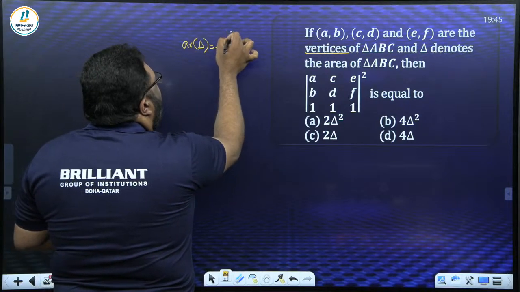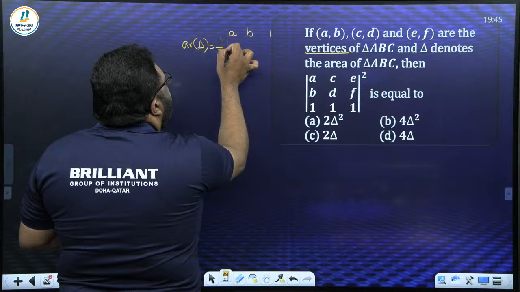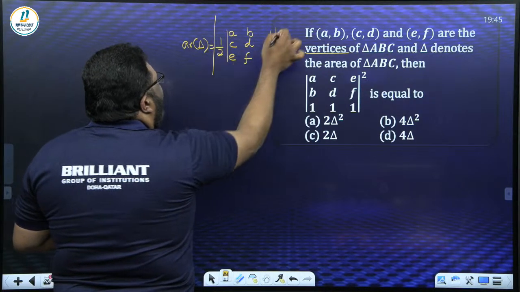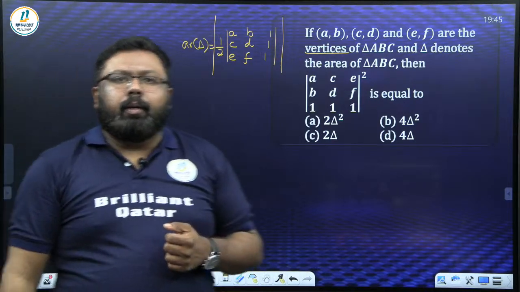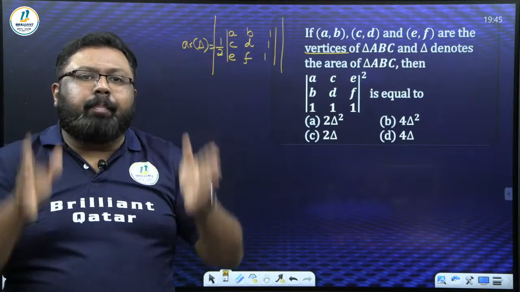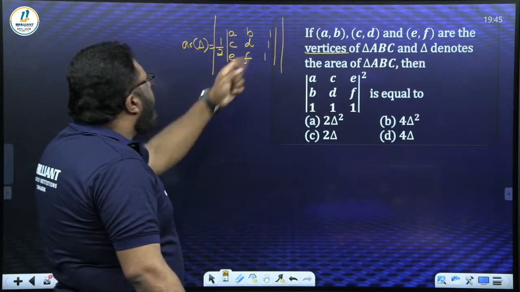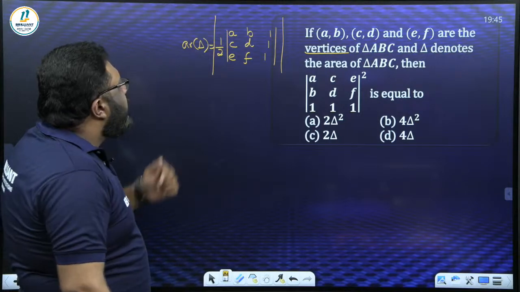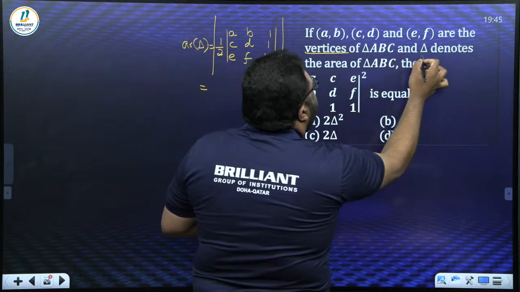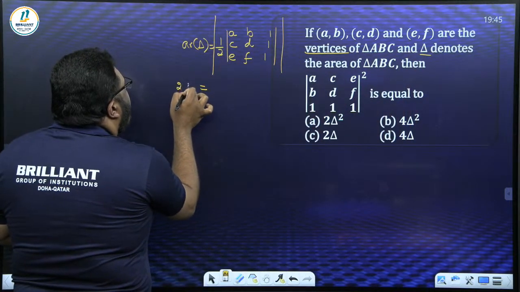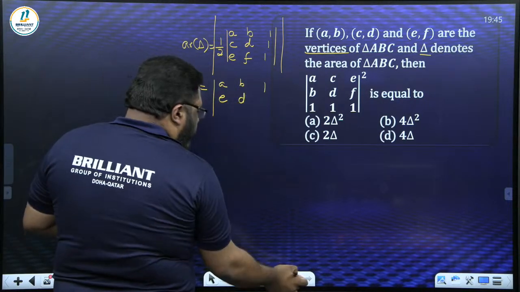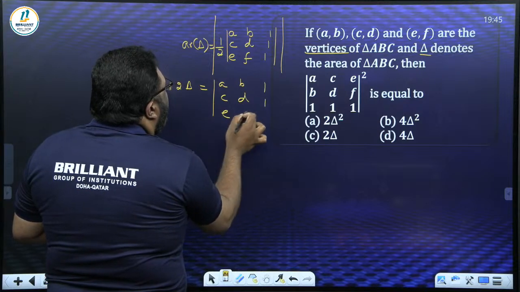Half determinant of AB1, CD1, EF1, and we always keep a modulus here because the value of the determinant would sometimes become negative. So to make it stay positive, we always try to keep it inside a modulus. Okay, now in this logic, if they say that delta represents the area of the triangle, so I can say 2 delta is equal to the determinant of AB1, CD1, EF1.